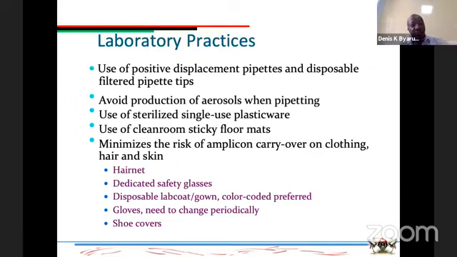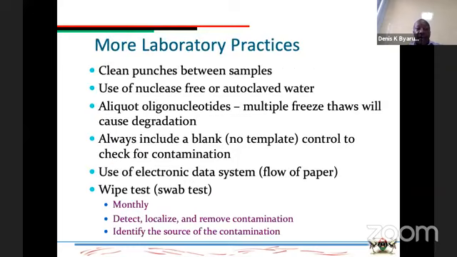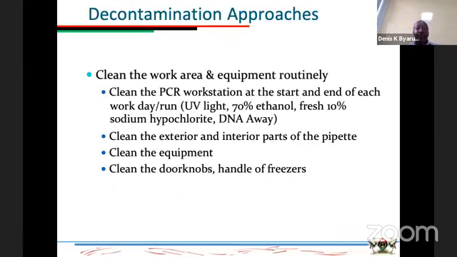PCR can be very beautiful, but the moment you start getting contaminations, it becomes quite challenging. In addition to samples, use nuclease-free reagents that are aliquoted and frozen separately, so that should there be a contamination in one batch, you have a fallback position on your aliquots. And in your assays, it is important to always include a blank control to check for contamination, as well as other practices that, as I mentioned, help you minimize contamination as much as possible.